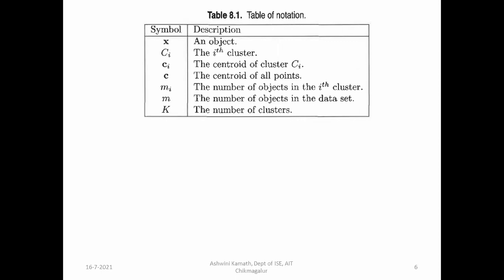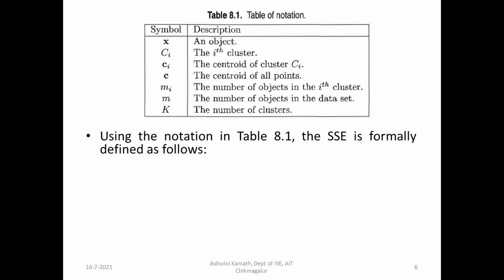M is the total number of objects in the data set. Mi is the number of objects in the ith cluster. And K is how many clusters we have to create, that is the number of clusters. So using that notation in given table 8.1, the sum of squared error is formally defined as follows.